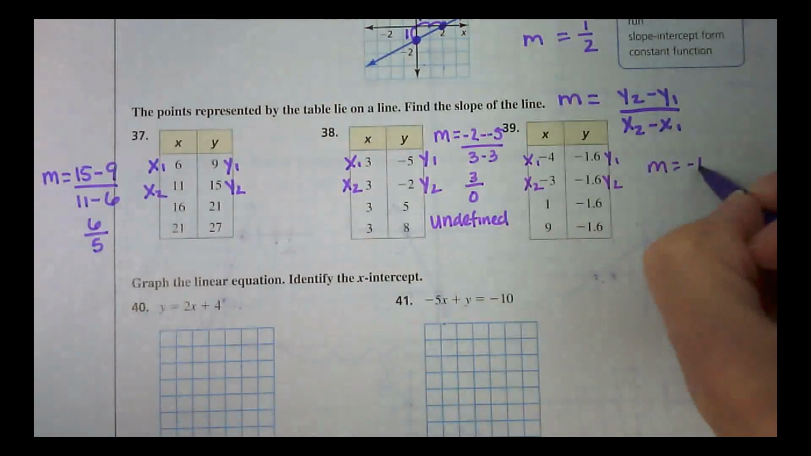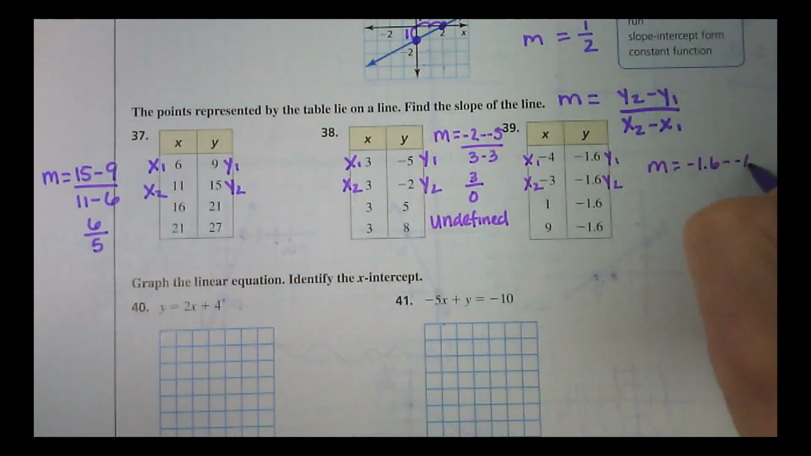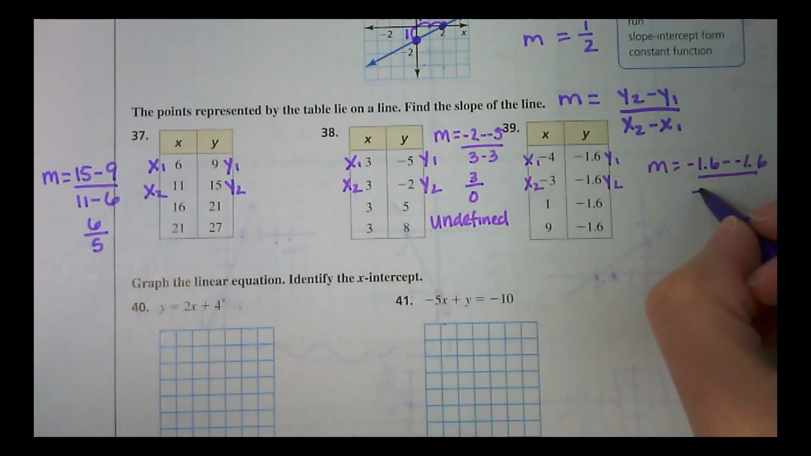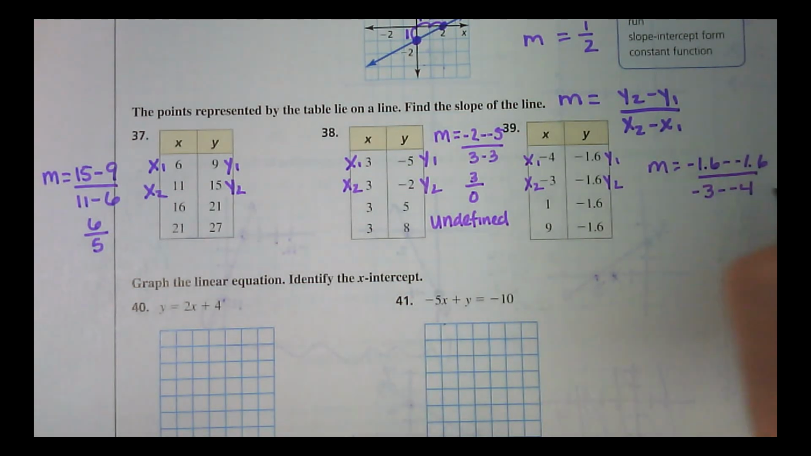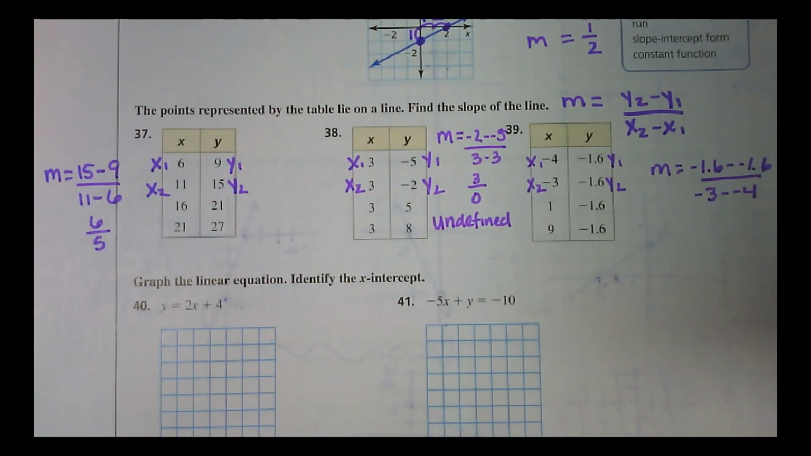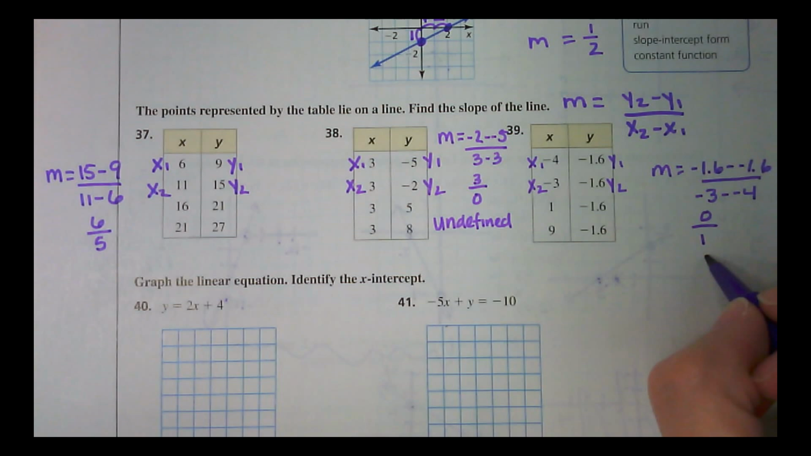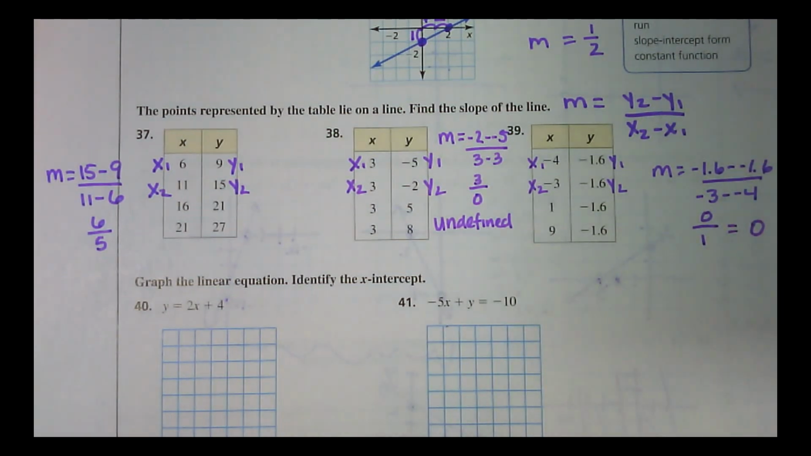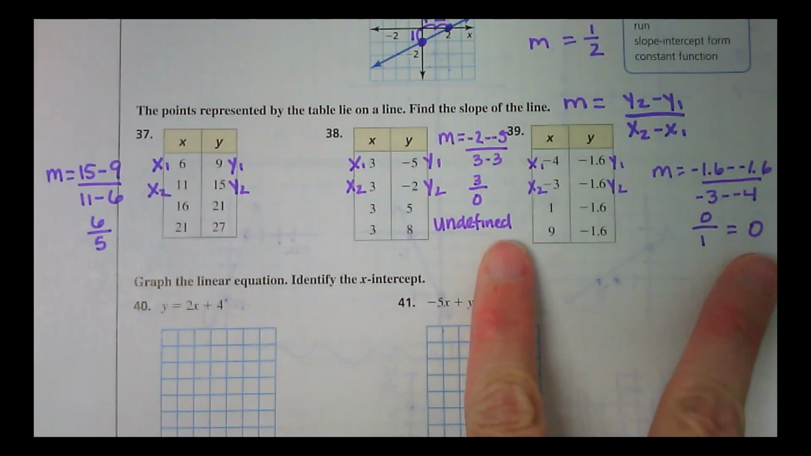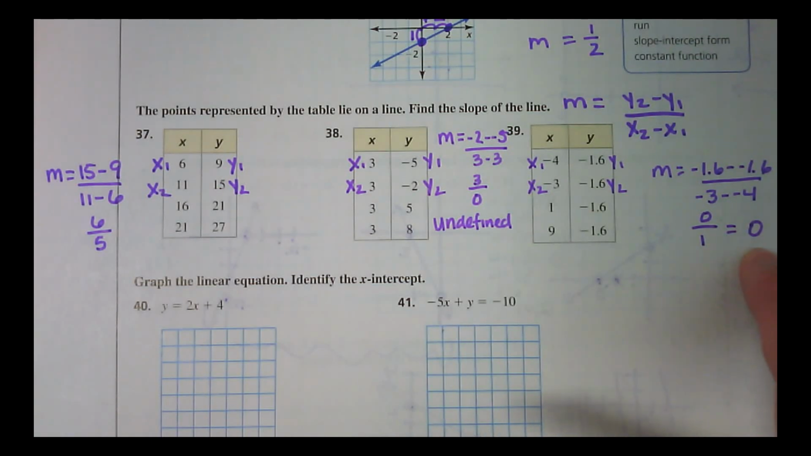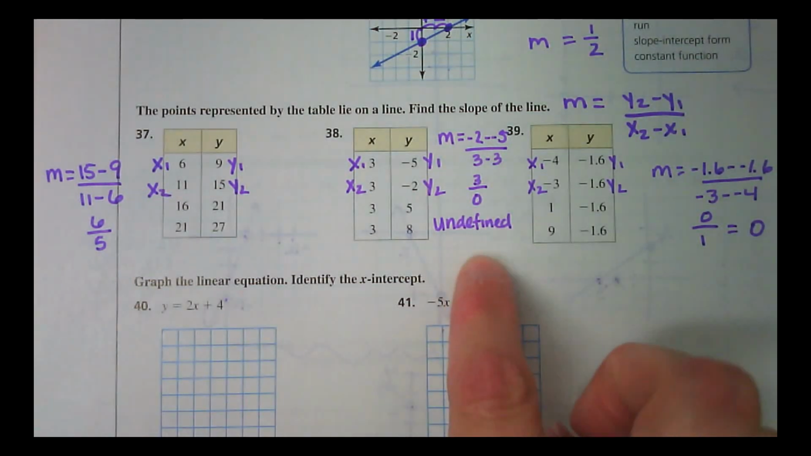Next one, x1, x2, y1, y2. So we're going to subtract -1.6 minus -1.6 over -3 minus -4. On the top, we're going to get 0. On the bottom, we're going to get 1. When you get 0 on the top, 0 divided by anything gives you 0. So that's the big difference between these two. We can have 0 on the top, my answer is 0. If I have 0 on the bottom, it's undefined.